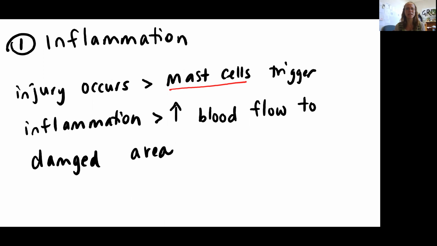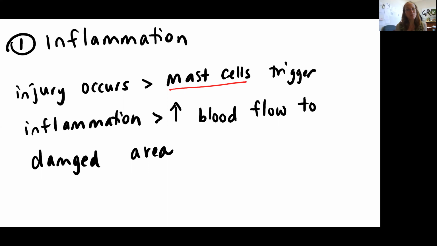All right, the first phase is the inflammation phase. So upon injury, you have a special type of cell called a mast cell, which is going to trigger inflammation. Now, we'll be talking about mast cells more when we get into A&P 2. So you'll see them again.